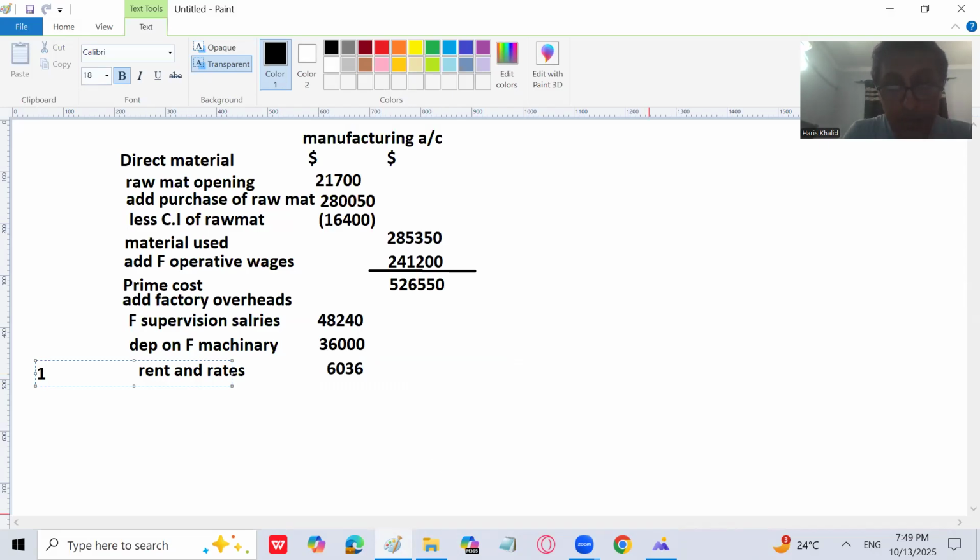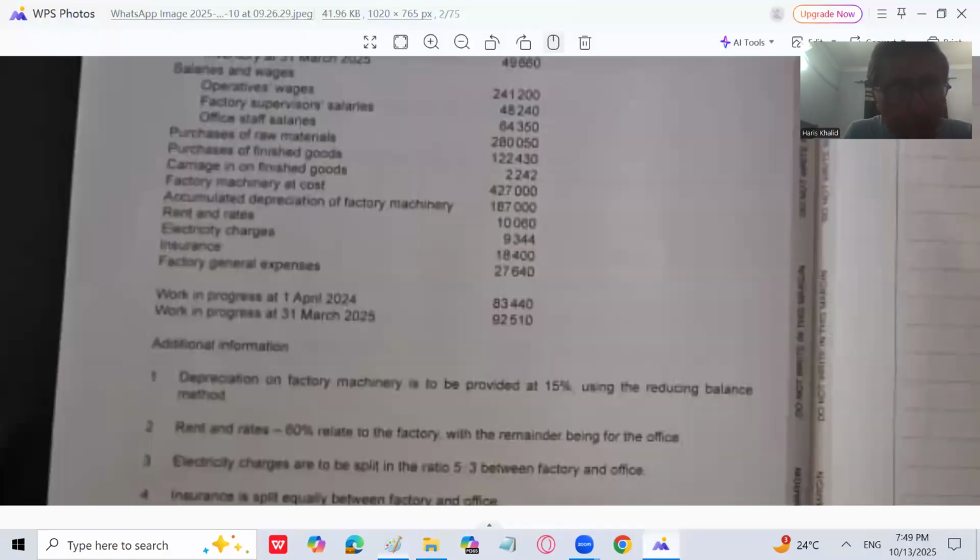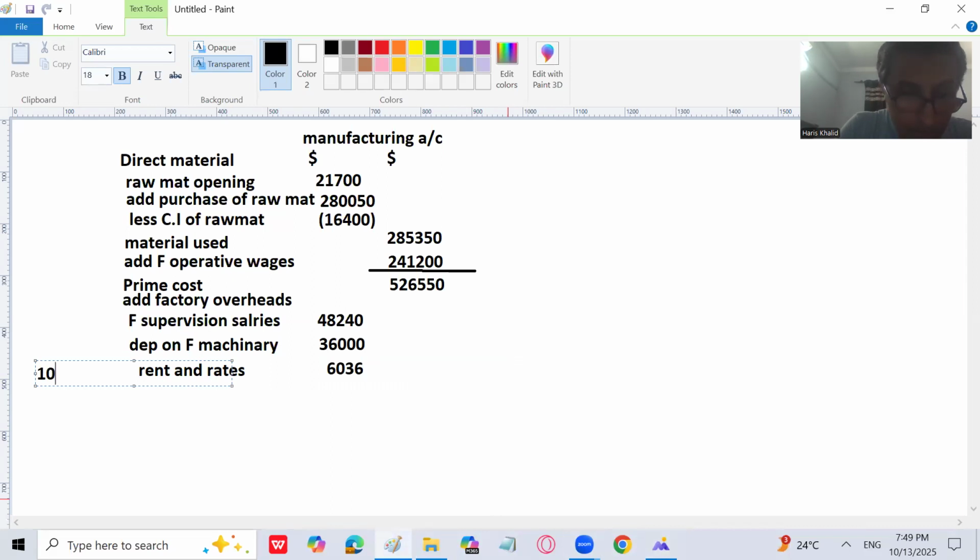What is the amount? Let me see. Just a minute. Rent and rates are given as 10,060 into 60%. Okay, right. Next, let's move forward.